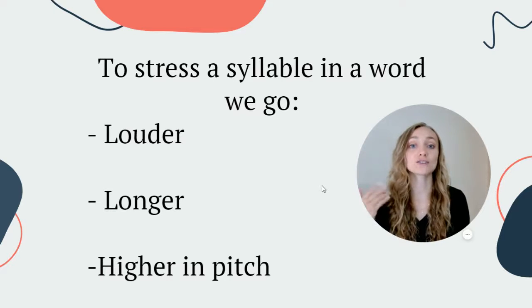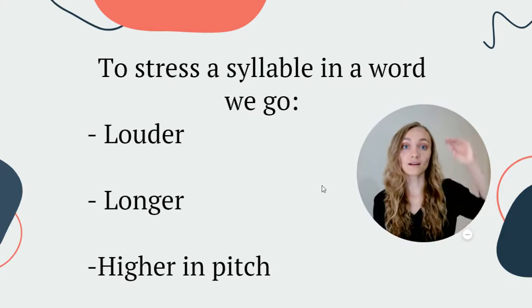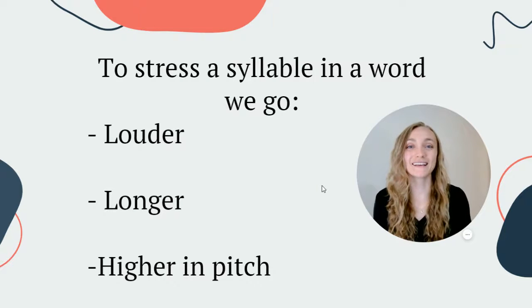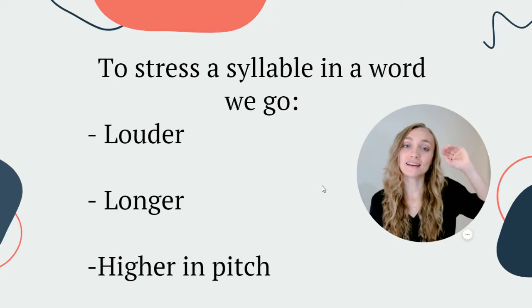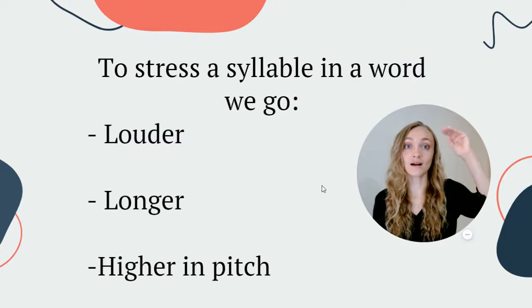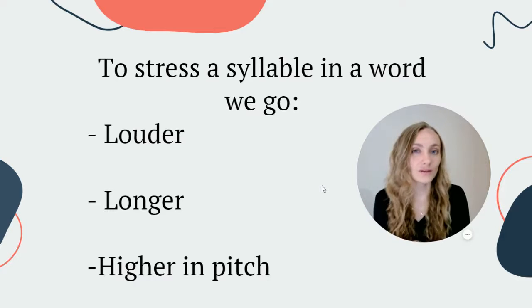So the pitch is like the tone. So if you think of musical notes on a scale, da da da da da, da da da da da. I'm not a very good singer, but if you think of musical notes on a scale, it's going up in the note, in the pitch, not the volume. So I can go da da da da. I can go up in pitch, but not go higher in volume. So we're doing a combination of all of these three things when we stress a syllable.